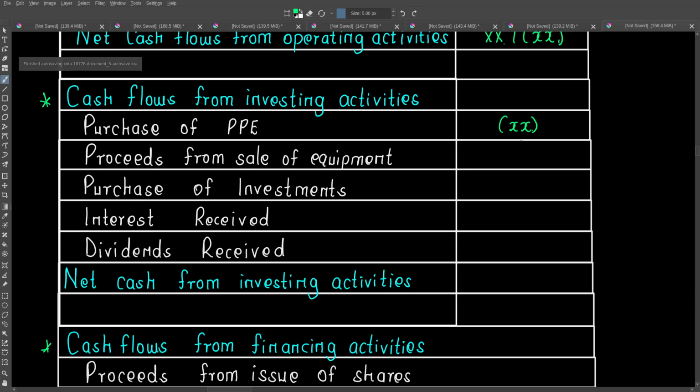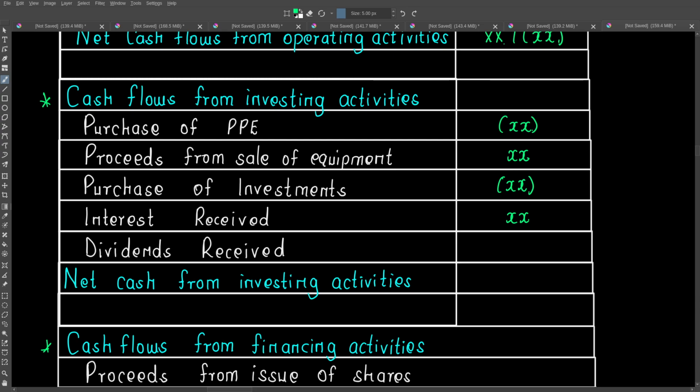Then we have proceeds from sale of equipment. You wanted to dispose of your equipment, so you have sold it and received cash. So that is a cash inflow. What about purchase of investment? When you purchase an investment, you have given out money, so that is a cash outflow. Interest received is an inflow, because from this investment you received interest, so you've gotten cash into the business.